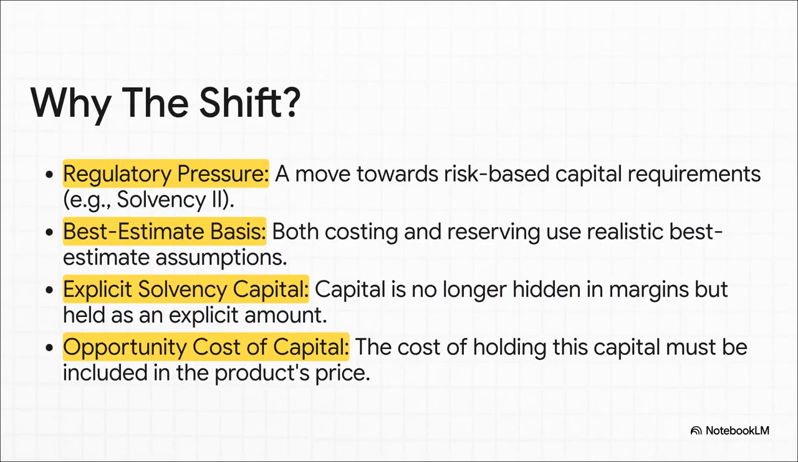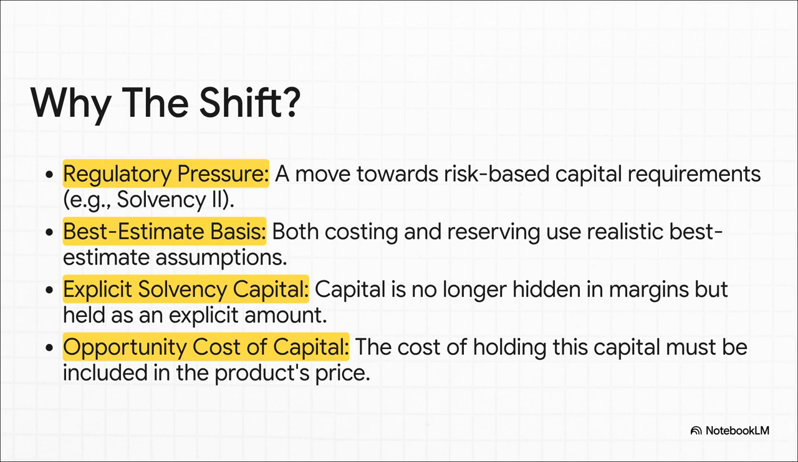So why the big change? Well, the main driver was regulation, things like Solvency II. The rules basically said, no more hiding. You have to use a consistent best estimate basis for everything, for pricing and for reserving. And once you strip away those old implicit margins, what you're left with is an explicit pile of solvency capital.